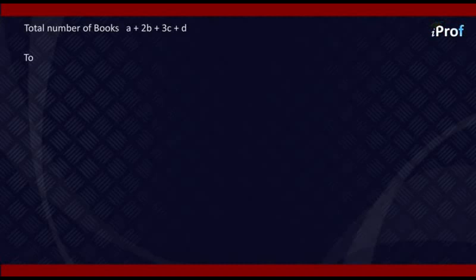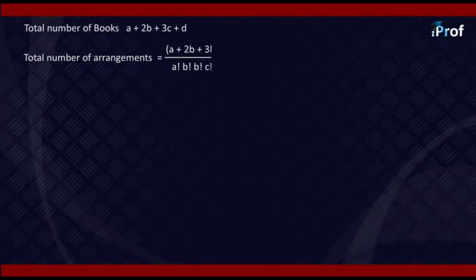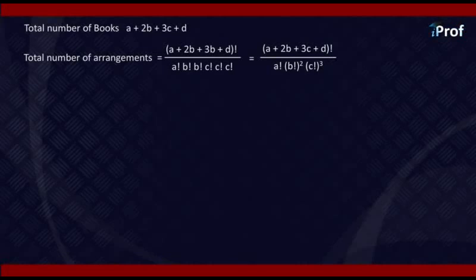Consequently, the number of arrangements will be (A plus 2B plus 3C plus D) factorial divided by A factorial into B factorial into B factorial into C factorial into C factorial into C factorial. That is (A plus 2B plus 3C plus D) factorial divided by A factorial into (B factorial) whole square into (C factorial) whole cube. Therefore, option B is correct.